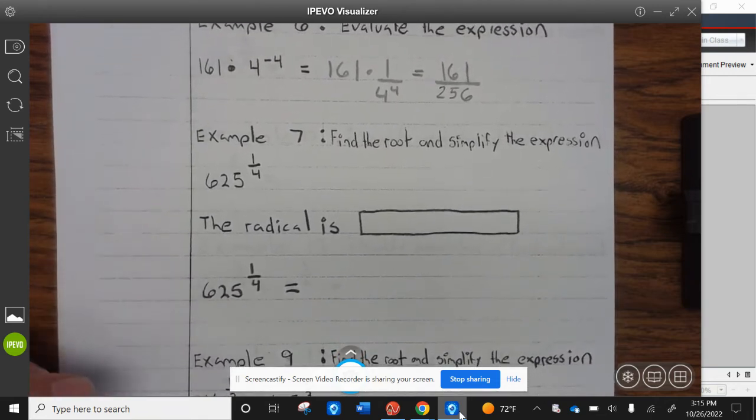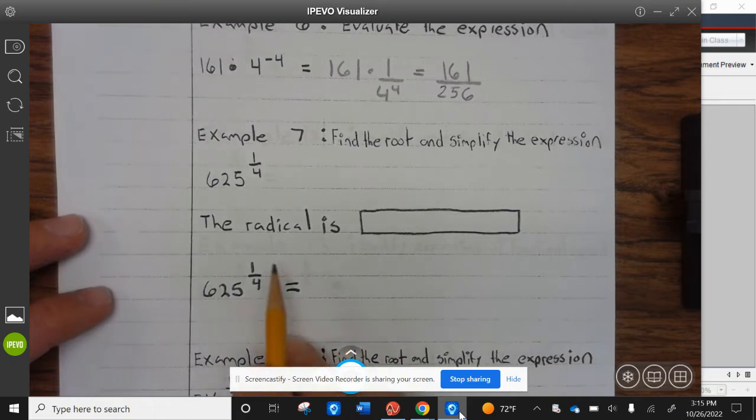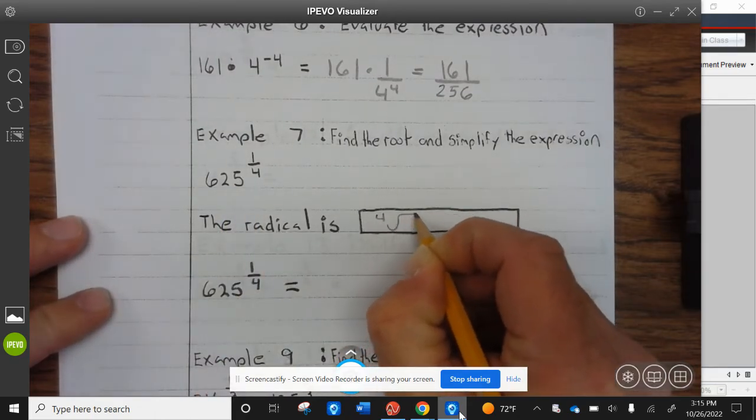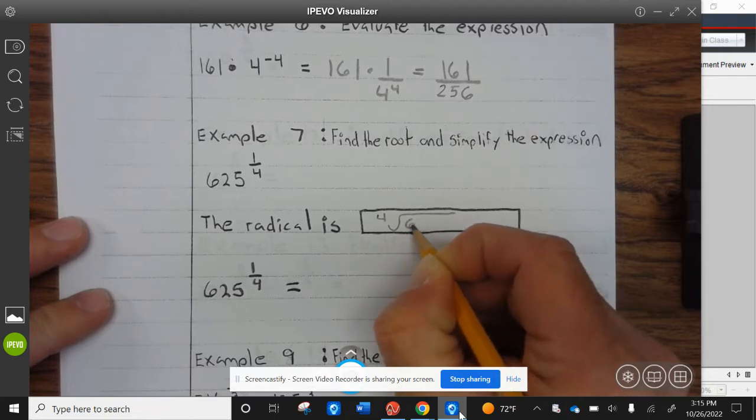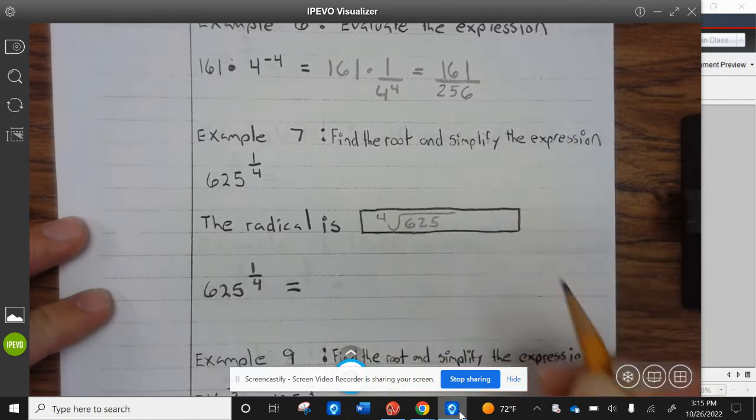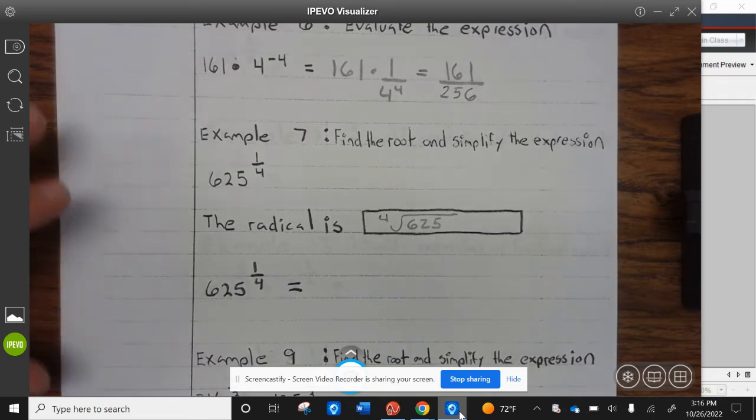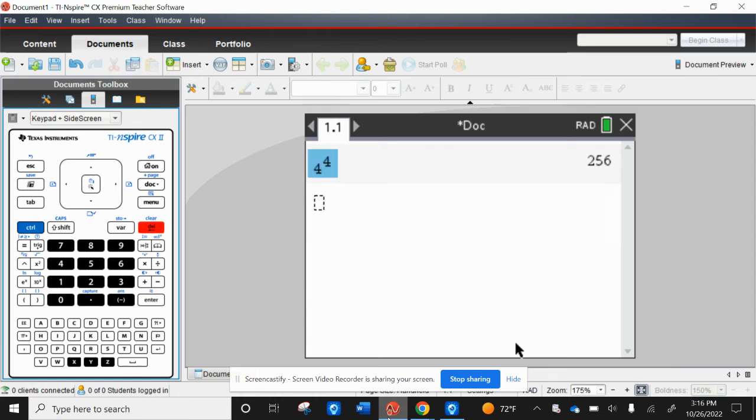All right, example 7. Find the root and simplify the expression. So the radical, this becomes the 4th root of 625. Okay, so let's go to our calculator. So to do roots, we do control this button right here. 4th root of 625 is 5.